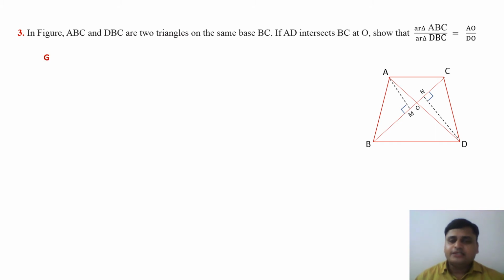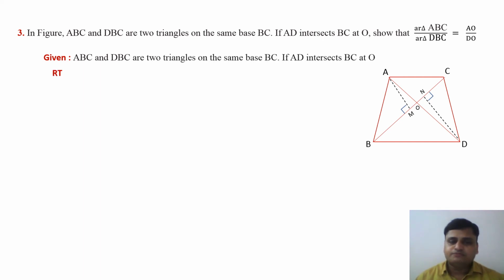Okay, and then we need to show area ABC upon area DBC is equal to AO by DO. Write it: given triangle ABC and triangle DBC are two triangles on the same base BC. AD intersects BC at O. We need to prove, RTP, area ABC upon area DBC is equal to AO by DO.